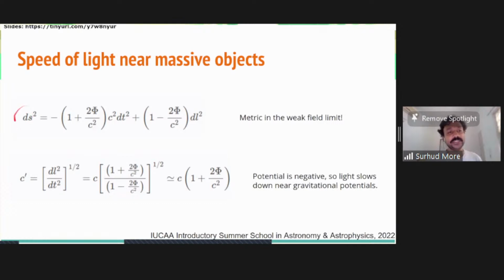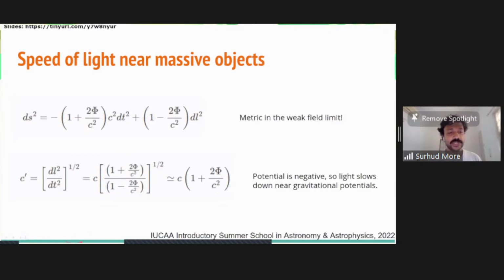So then in that case, you can ask, what is the relationship between the distance, dl, covered by the light and the time in which it covers that distance? Okay? So this will tell you what is the velocity of this light particle. And that number you can write down as c prime. It is just dl square by dt square raised to half. And so what you get by plugging ds square equal to 0 in the upper equation is something which looks like this. Remember, we are working in the weak field limit, which means phi is much less than c square.